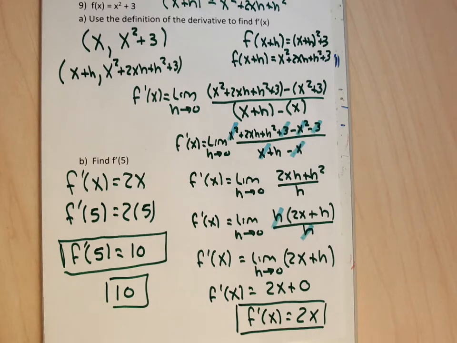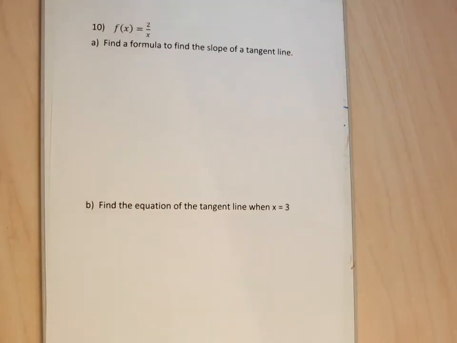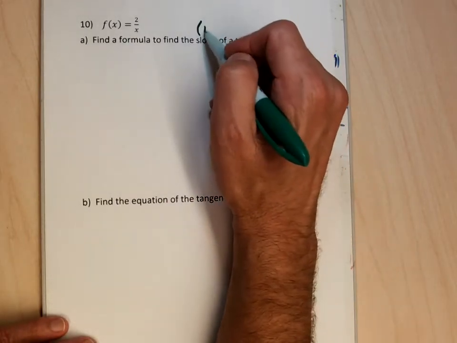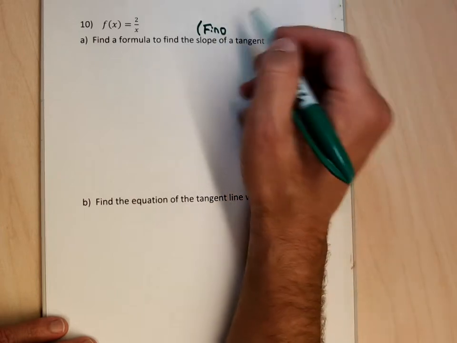All right, so that's an ugly question. Not as ugly as 10. 10 wants me to find a formula for the slope of the tangent line. That's the same as saying find the derivative, because a derivative is a formula for the slope of the tangent line.